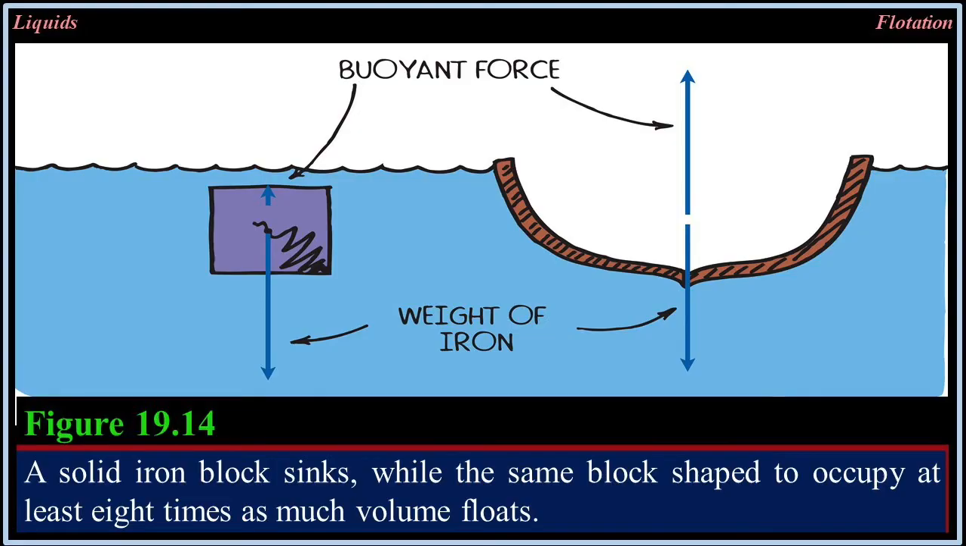Suppose we reshape the same iron block into a bowl shape, as shown in Figure 1914. The iron bowl still weighs 1 ton. If you lower the bowl into a body of water, it displaces a greater volume of water than before. Figure 1914: a solid iron block sinks, while the same block shaped to occupy at least 8 times as much volume floats.